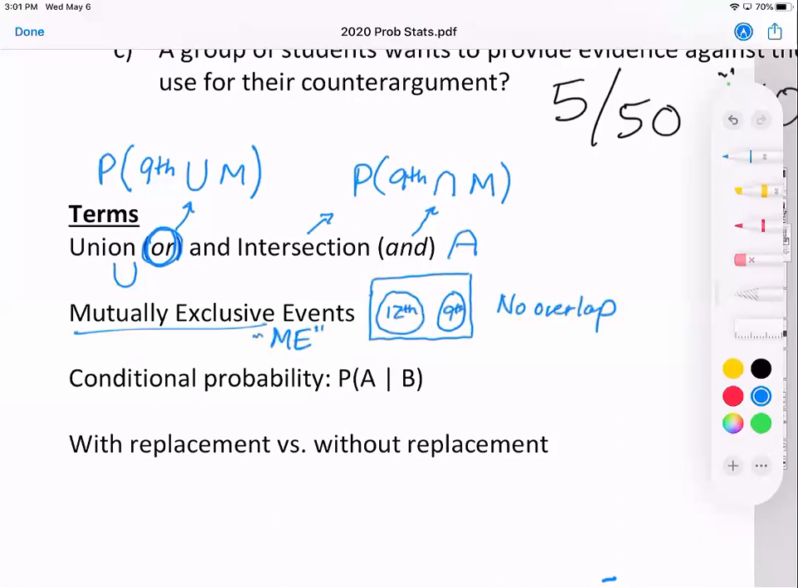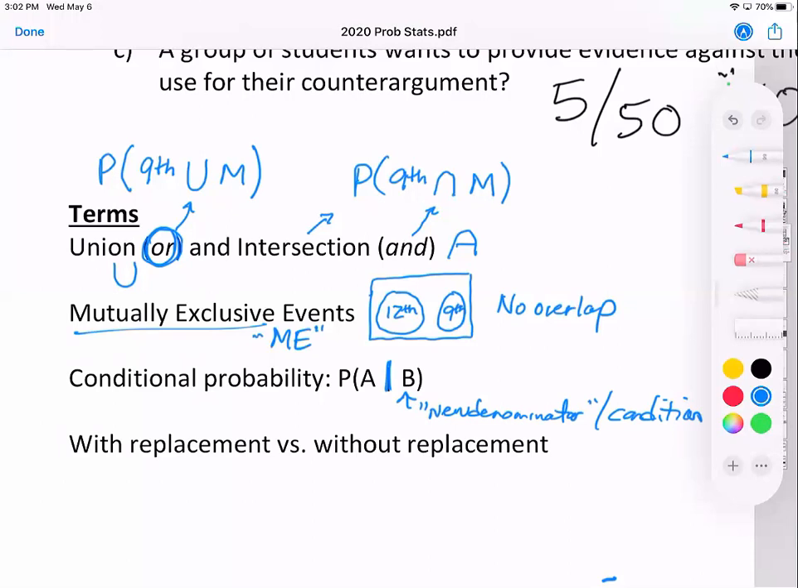Conditional probability, the notation is this little line where B is kind of your new denominator. Instead of using the total, that's your condition. You're only looking at that group, the B people, and then calculating a probability.